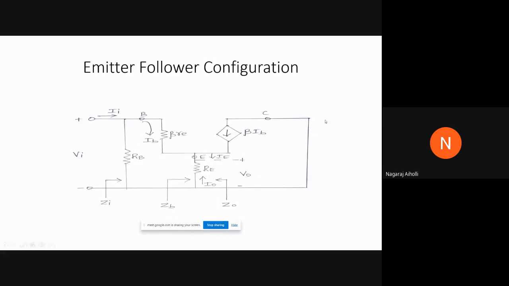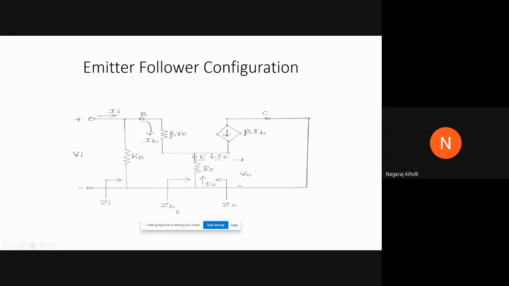Then here we have the emitter resistance RE. Current flowing into the terminal, the emitter current, the output current, is I0. The emitter current flowing here from the base and collector current, whatever emitter current we are obtaining, IE is equal to IB plus IC, that is flowing through the RE resistance.